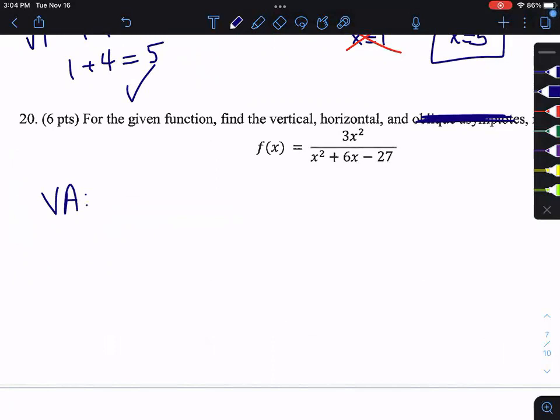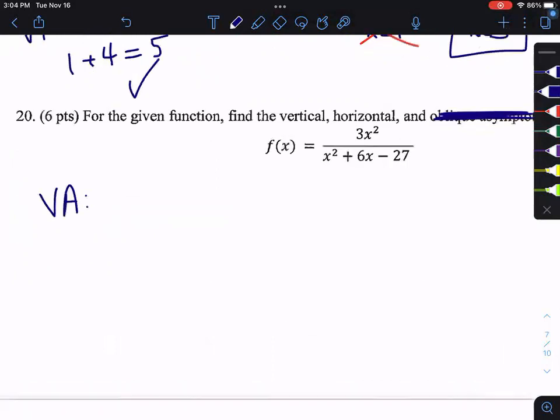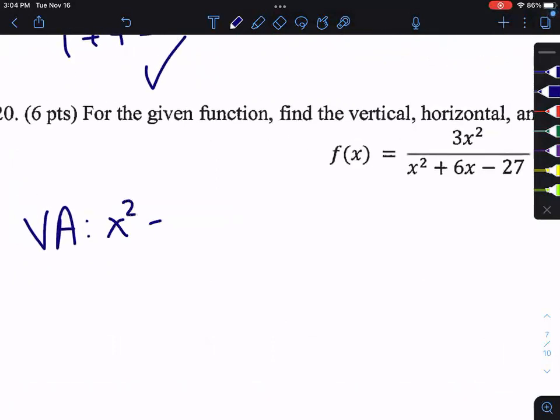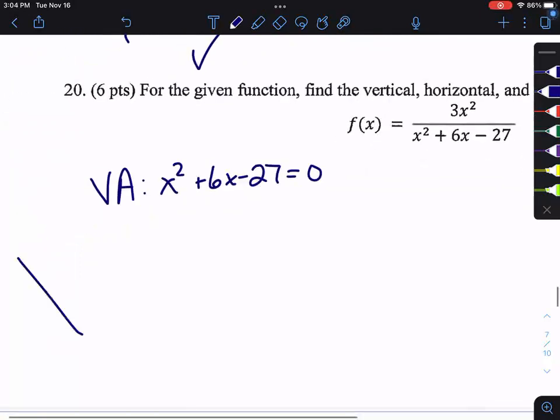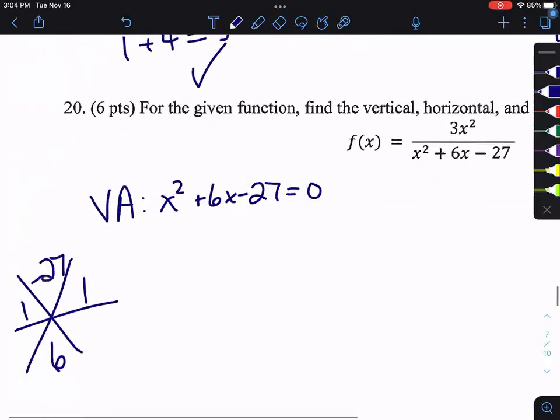For our vertical, remember the denominator cannot equal 0, so we're going to take x squared plus 6x minus 27, set it equal to 0, and we're going to factor. We're going to factor this using the asterisk. We're looking for two numbers that multiply to give us -27, but add to give us 6.